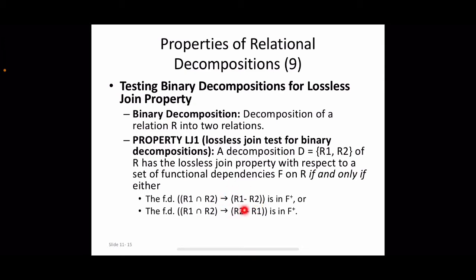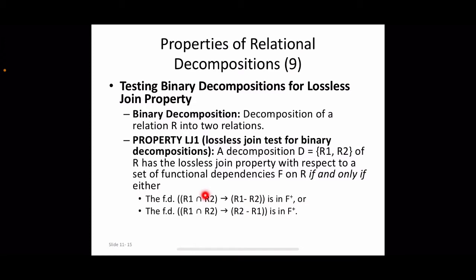So what we have to do is find F closure first. F is a set of functional dependencies, we have to find F closure, and we have to check whether this functional dependency is there or this one is there. We have to take the intersection of these two different relations. So the common attributes will be taken here, that will be the X part, and as the Y part, either the attributes which are present in R1 but not in R2, that can be taken as the Y part.